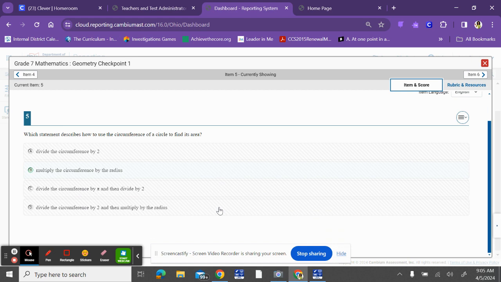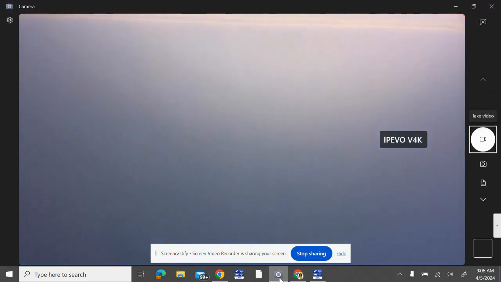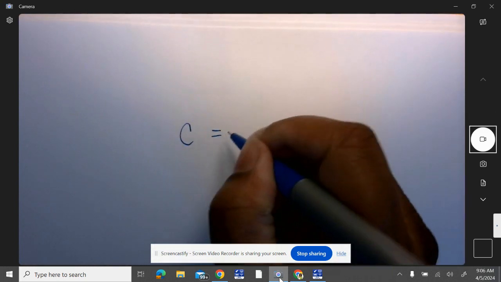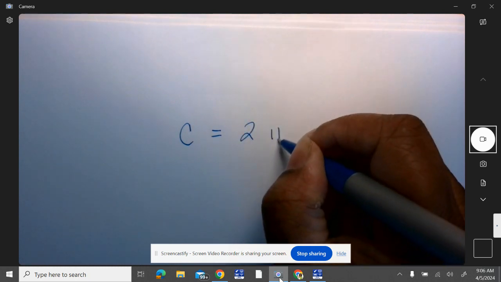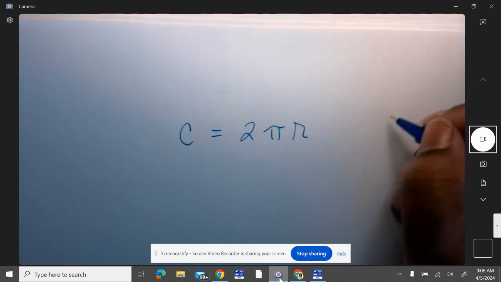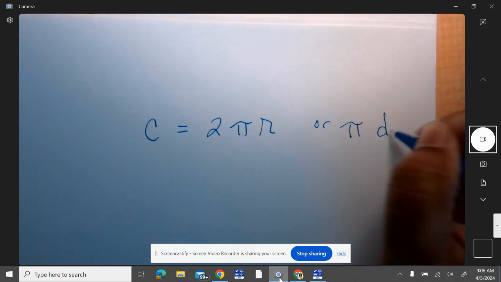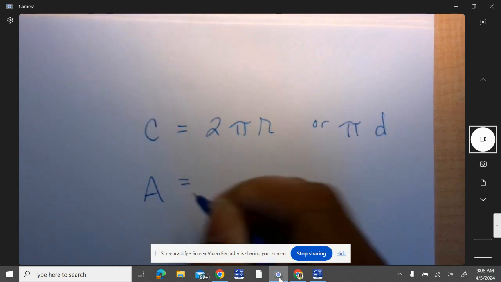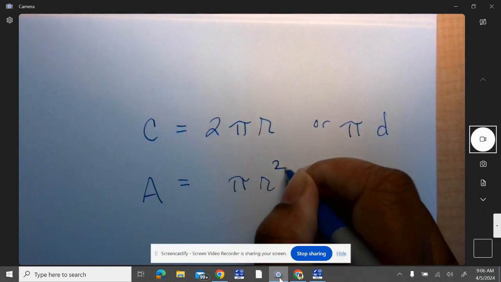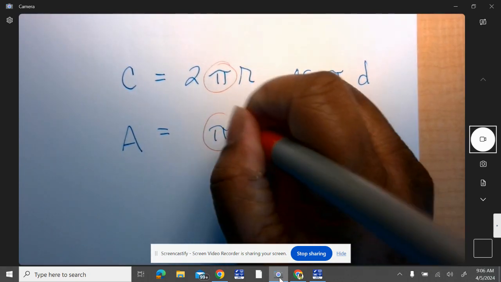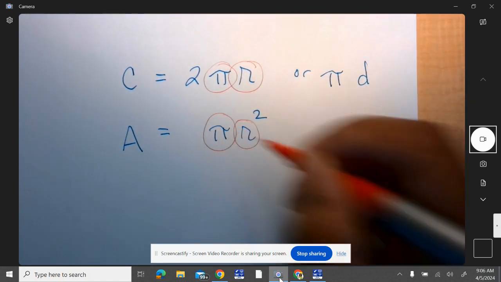Oh, this was interesting. I'll bring it over here. Okay, the formula for circumference is 2 pi r. That's the way I learned it. Sometimes I'll say you can do pi d. Area's formula is pi r squared. If you look at these formulas and analyze them, they have a lot of similarities. At least one of these is the same.